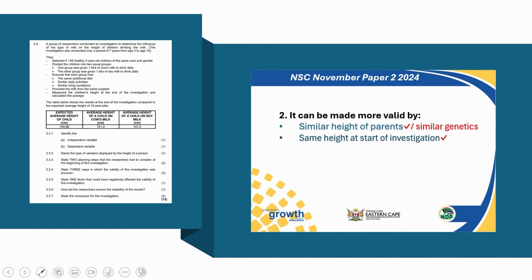Also, the same height at the start of the investigation, before they started giving them the specific type of milk. Surely the children should have been the same height. Okay, so those are 2 factors that might improve the validity of this investigation.